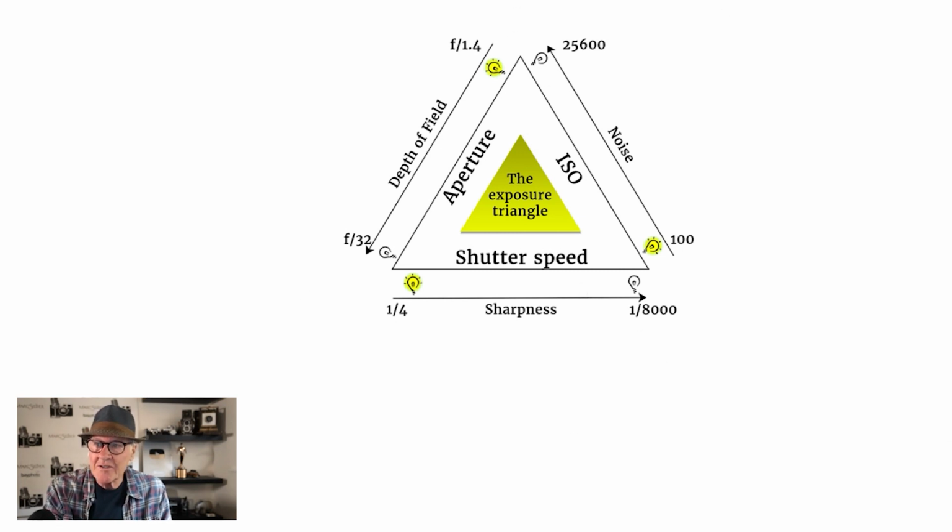Then we have ISO, the other component. A low number on your ISO is going to reduce the noise. A high number, you're going to get noise. Let me dispel something right now. Modern cameras do not reduce noise completely. Do not get fooled by that. Every pro photographer I know goes by the rule of shooting at the lowest ISO possible.